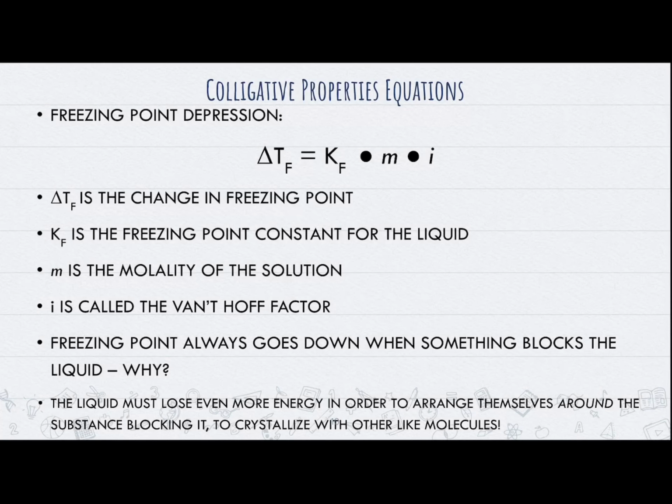Okay, freezing point depression. Delta Tf is your change in freezing point. Kf is the freezing point constant for the liquid. m is the molality, which we'll talk about in a second. i is the Van 't Hoff factor. Freezing point will always go down when something blocks the liquid because the liquid must lose even more energy in order to rearrange itself around the substance that's blocking it.